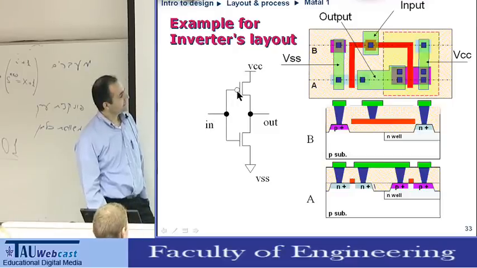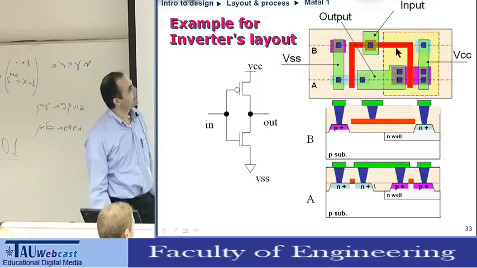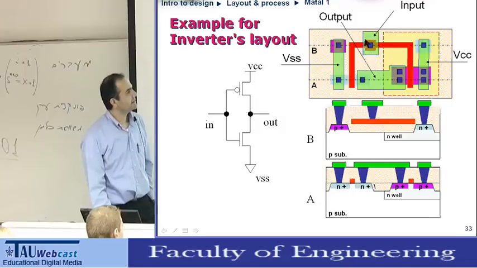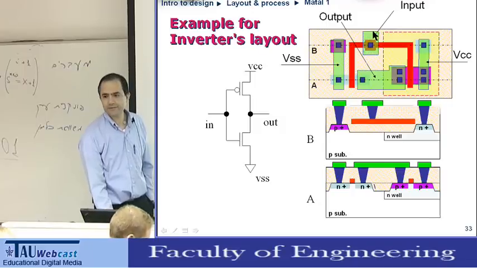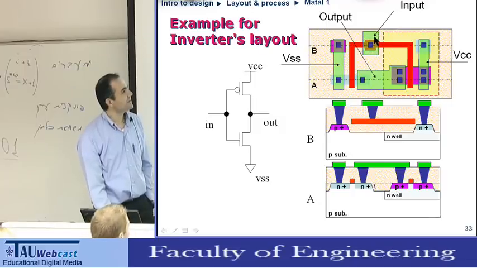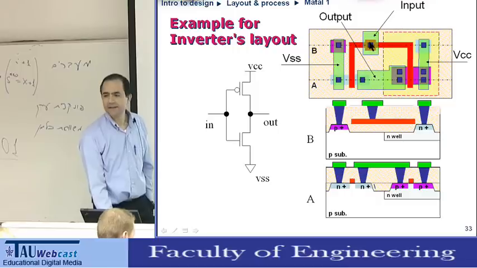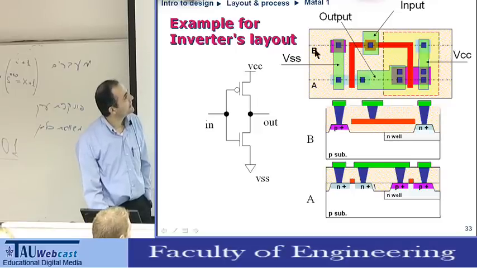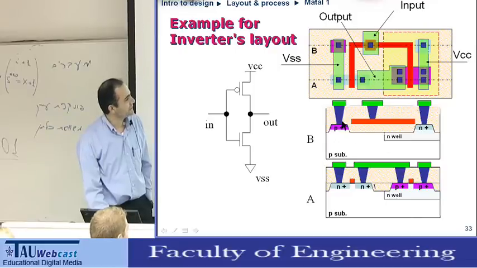The gate. So let's check the layout. This green part is metal 1, the first metal layer. So this is the input. The blue is the contact, and this is the metal in the cross section. You can see this B cross section is this one, and this A cross section is this one.